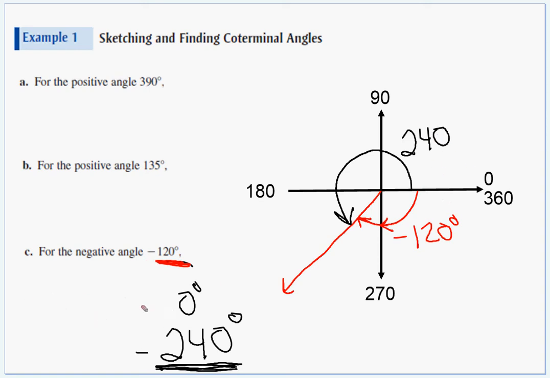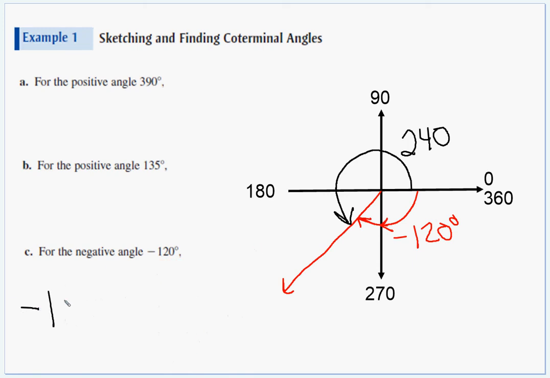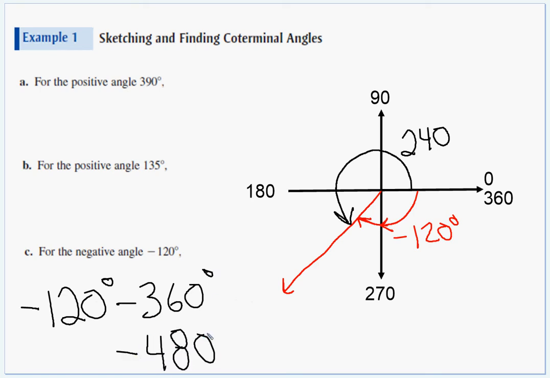Now, since they gave us a negative to start, let's find a negative coterminal. Negative 120, let's subtract a full circle, 360. Negative 120 minus 360 is negative 480. To draw that one, I'm going to switch to blue ink. Here we are back on the initial side, and we're going to go here, but we're not going to stop. Oops, that's pretty terrible. Let me do it a little farther out here.